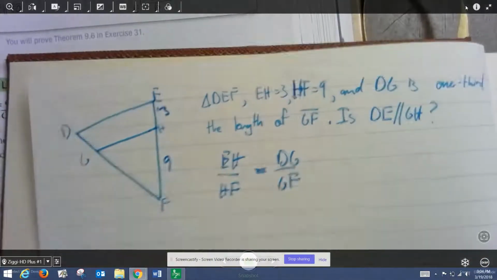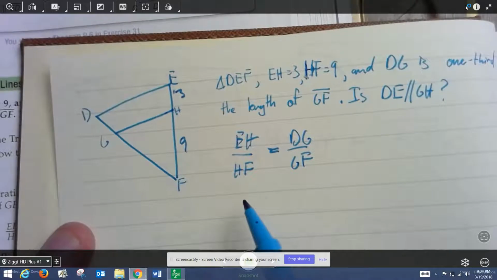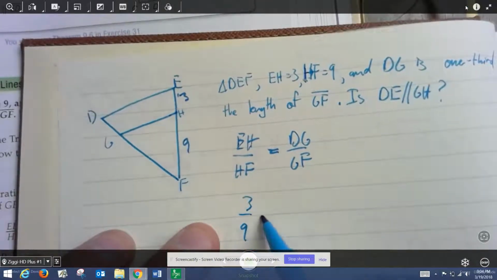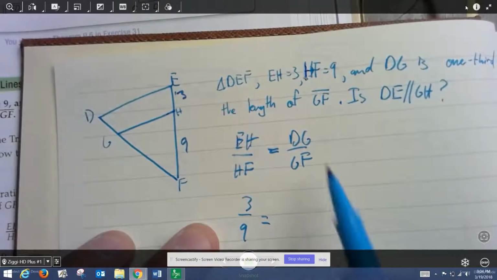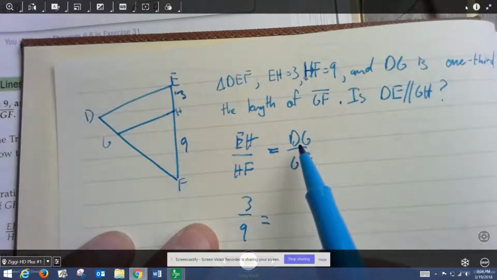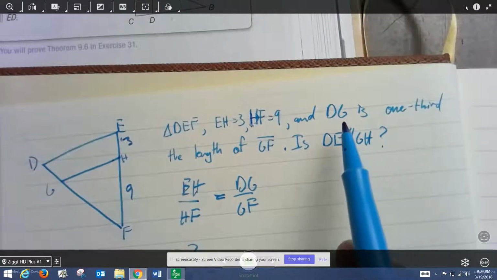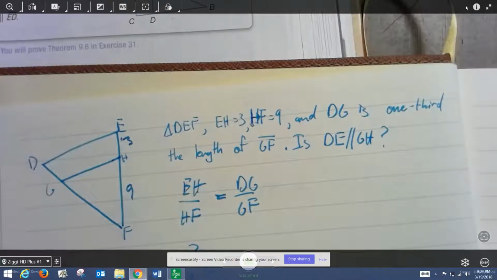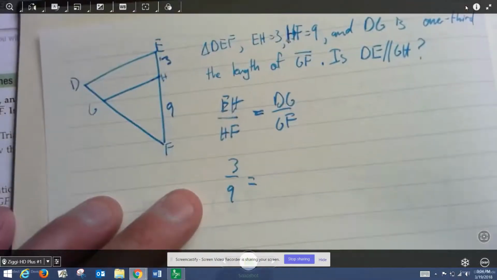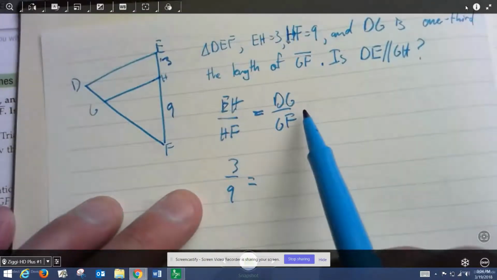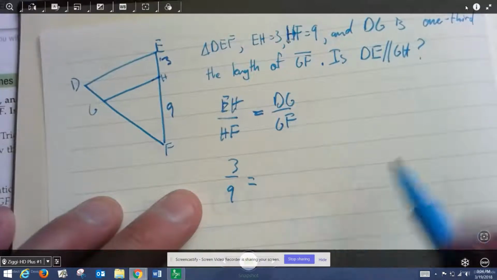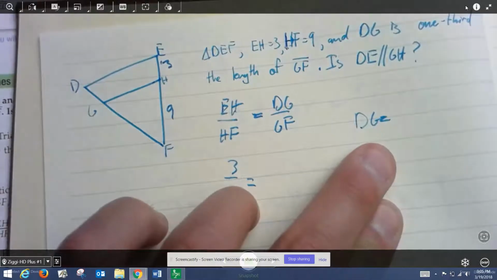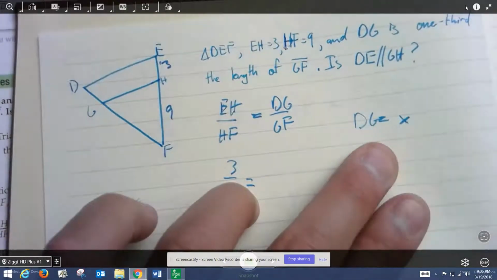Now, we have no problems with saying that EH and HF are 3/9. That looks about good, but we don't know how to set this up. This is kind of odd. All we're given is that DG is 1/3 the length of GF. Well, if you don't know where to begin, because you don't know what numbers you're supposed to plug in, let's just talk about it in terms of X. Why don't we just say that DG is some length that we don't know? It's literally X. It's some value that we just don't know.